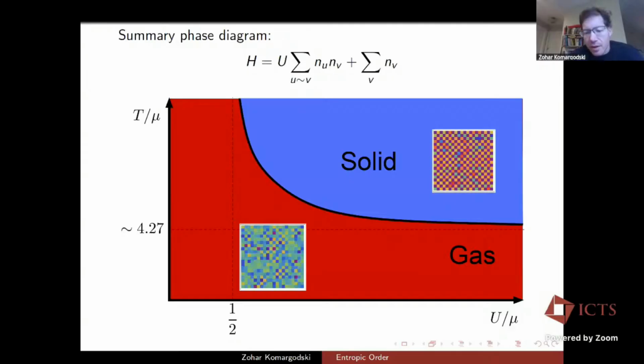Okay, if there are no questions about this phase diagram, this we can prove analytically: if the temperature is smaller than 4.27, it's always in a gas phase. So the solid phase begins from that. This number we can basically calculate analytically, but the half is much more complicated, it turned out.